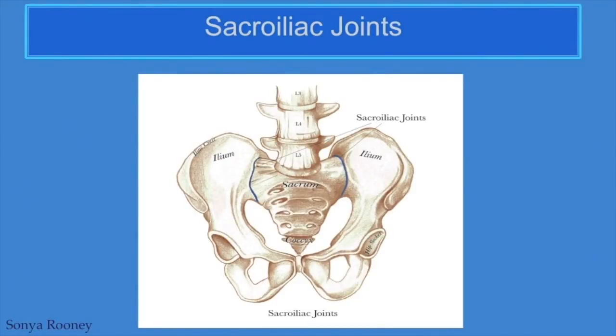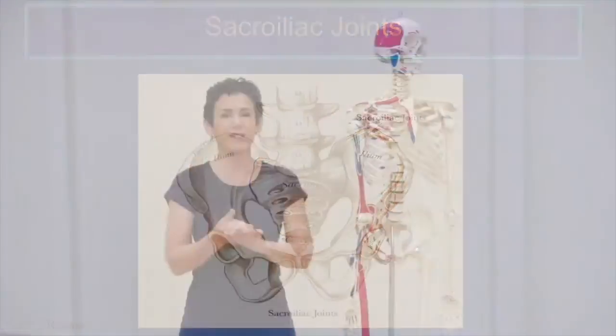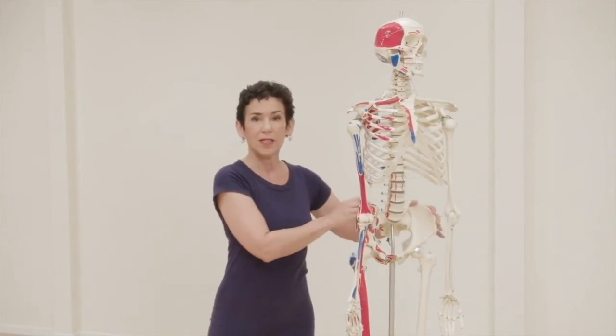And what you can't see as well is that the joint surfaces are irregular, so they have depressions and ridges. And the irregularity of the joint surface creates a very tight puzzle-like fit between ilium and sacrum, the sacroiliac joint.